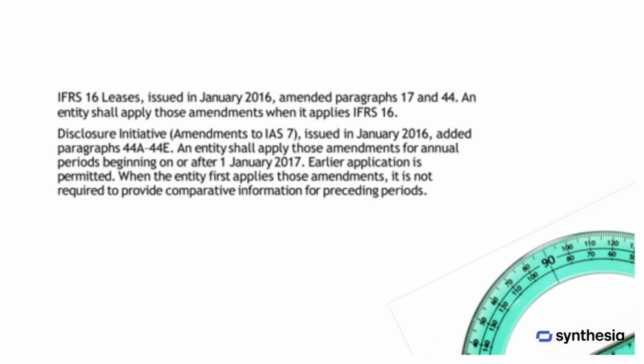IFRS 16 Leases, issued in January 2016, amended paragraphs 17 and 44. An entity shall apply those amendments when it applies IFRS 16. Disclosure Initiative amendments to IAS 7, issued in January 2016, added paragraphs 44A to 44E. An entity shall apply those amendments for annual periods beginning on or after the 1st of January 2017. Earlier application is permitted. When the entity first applies those amendments, it is not required to provide comparative information for preceding periods.